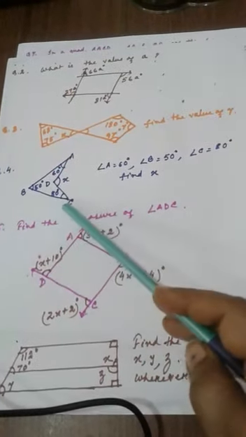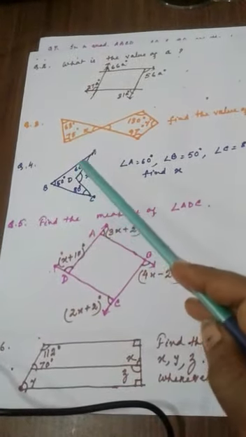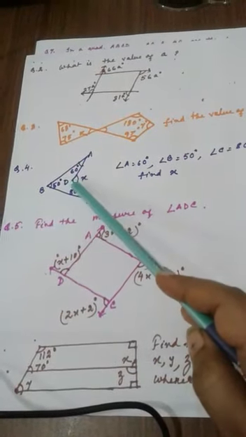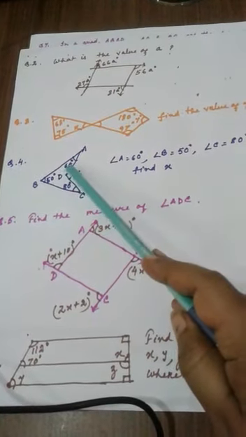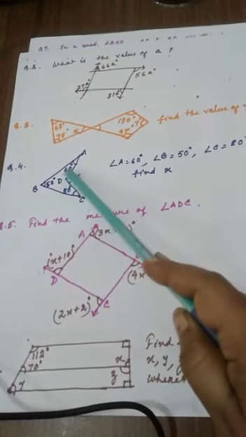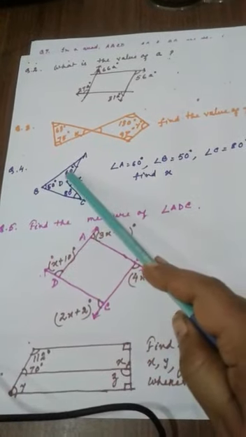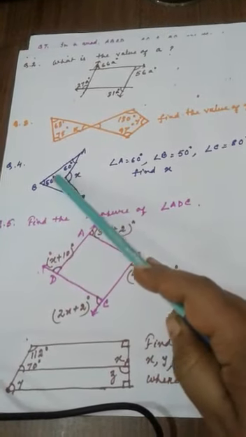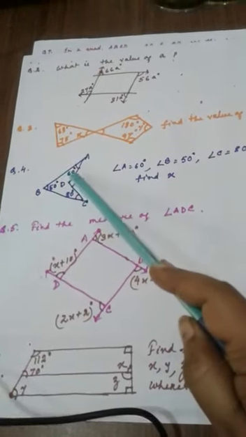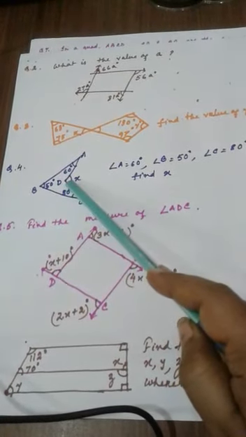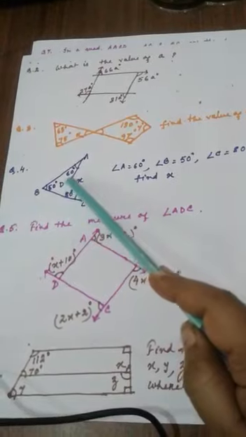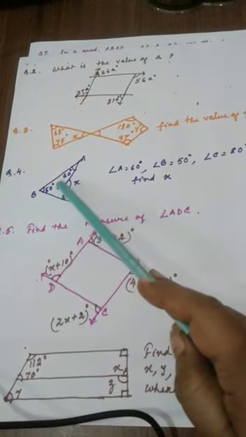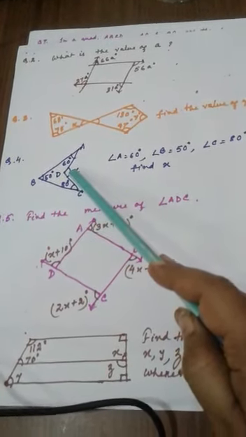So this is a quadrilateral. From this quadrilateral, you first find angle D, this angle. After getting angle D, this complete angle is 360 degrees. So when you get angle D, you deduct it from 360 degrees, then you will get angle X.